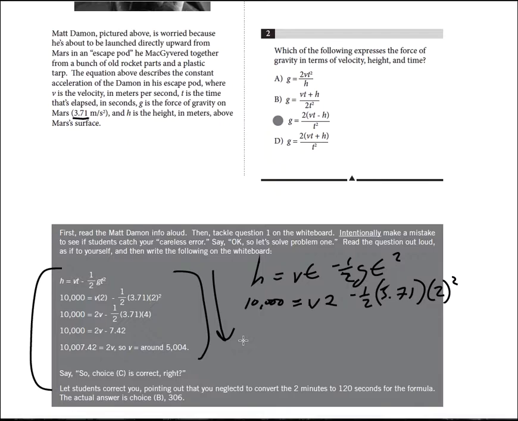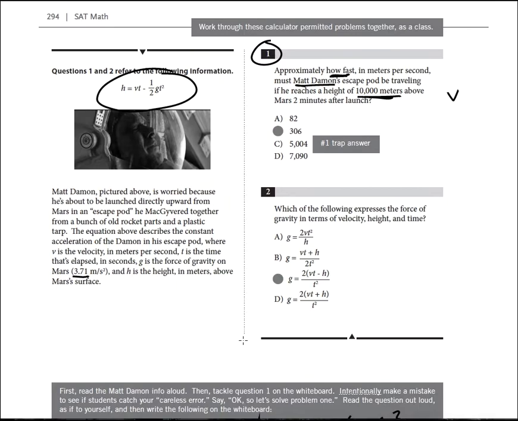And at this point, students will start saying no, and they're going to be catching you on your intentional mistake. Because what you're doing is you're modeling for students a typical error that students make, which is that you didn't take those minutes and convert them into seconds, okay? Because you'll notice here, what we want to solve for is v, right? That's what we ultimately want to solve for. It says how fast must Matt Damon be traveling, or his escape pod. But you'll notice here, it says t is the time that's elapsed in seconds. So here, when I'm plugging into my formula for t, it tells me 2 minutes.